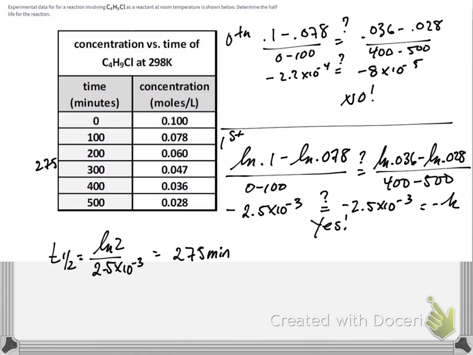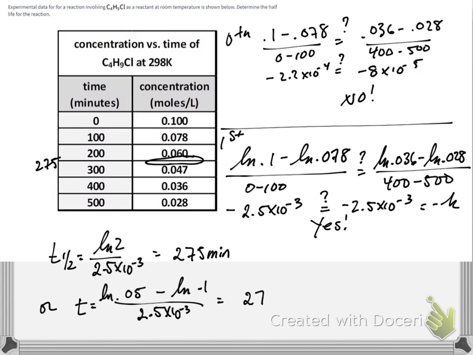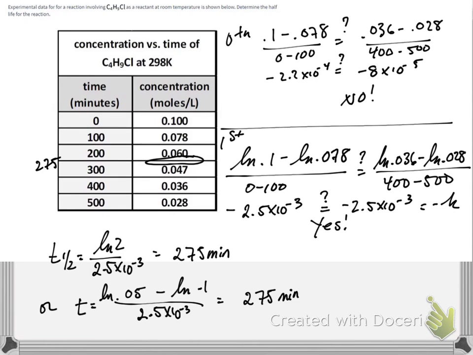Right in between these two values, where 0.05 would be. We could also calculate it using the integrated rate law. 0.1 is the original concentration, half of it is 0.05. We can solve for it this way, and we get the same answer, it's just not using the formula. But you can always use either expression.